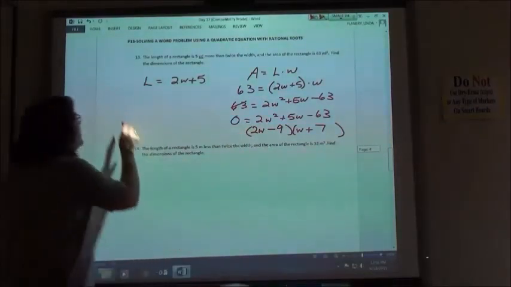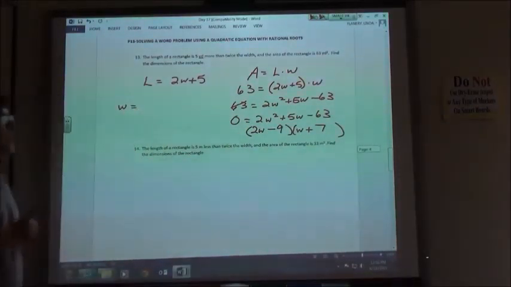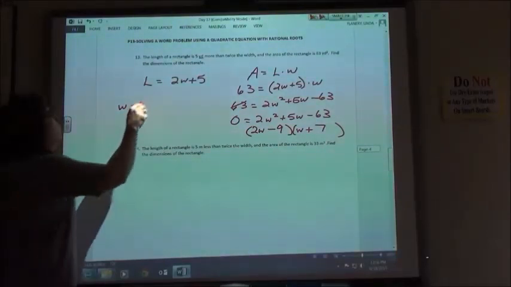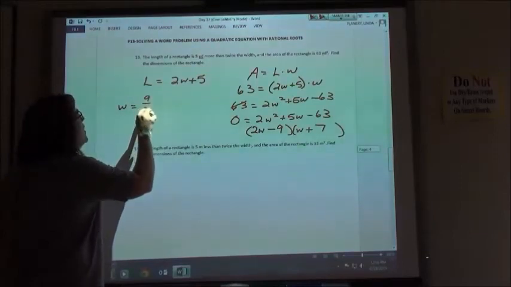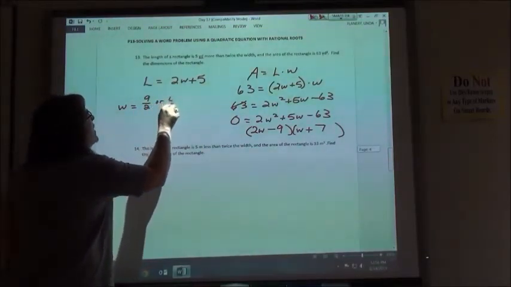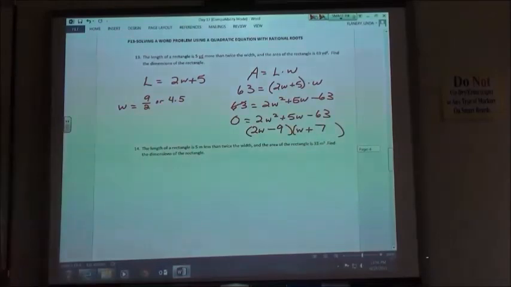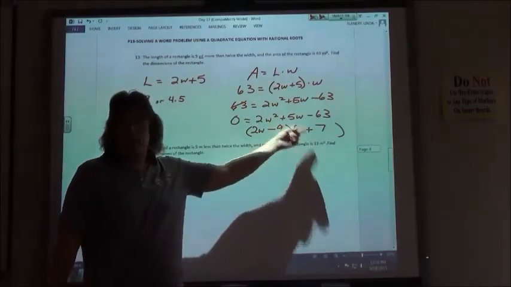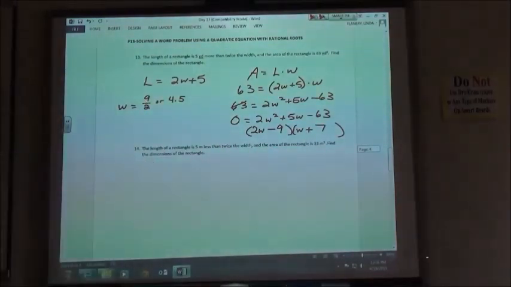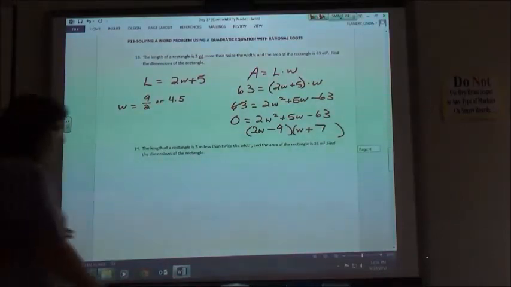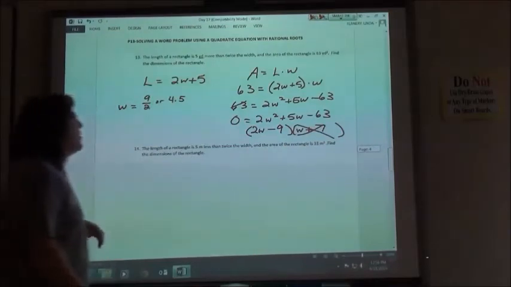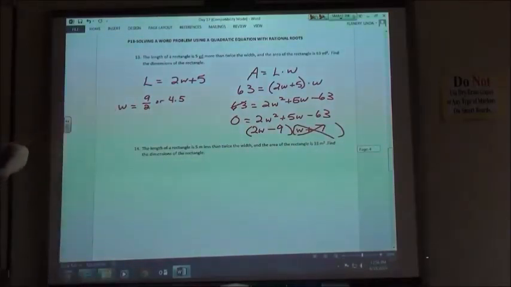So if I solve that first one, W would equal 9 over 2. Since we're talking about the width of a rectangle, they're going to change that to a decimal. 9 over 2 is 4.5, right? Now if I solve the other one, W would equal -7, but we're talking about the width of a rectangle, so we can't use the -7 answer. That one doesn't work anyway. I know my width is 4.5.